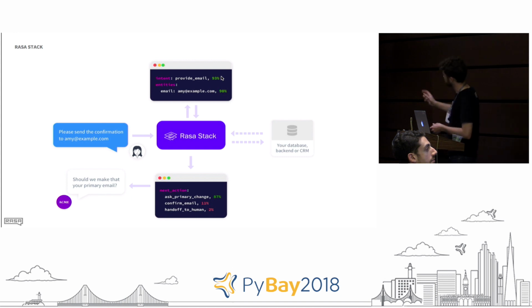And then what Rasa NLU does is it takes that string and turns it into something you can use. So it says, OK, what is the intent? You predefine a closed list of possible intents that people could be expressing, so the things they might be saying.